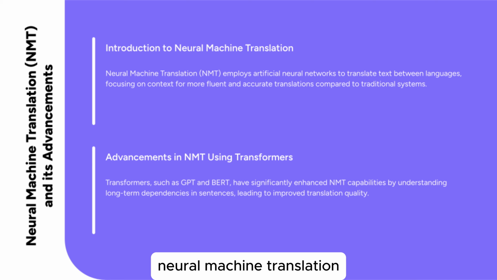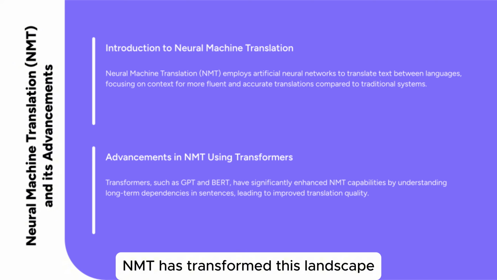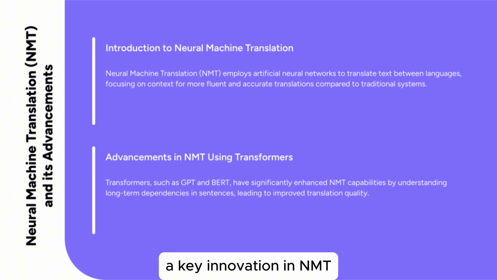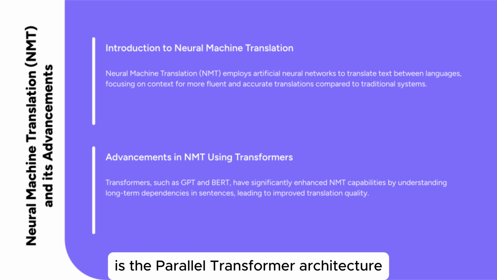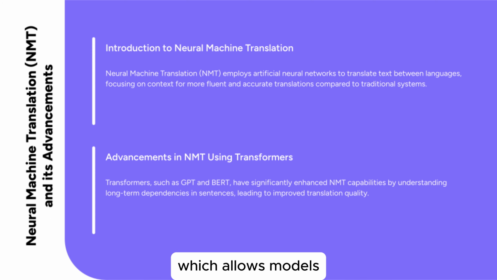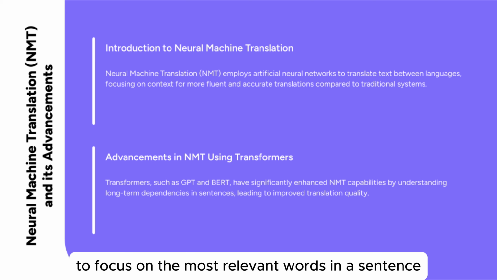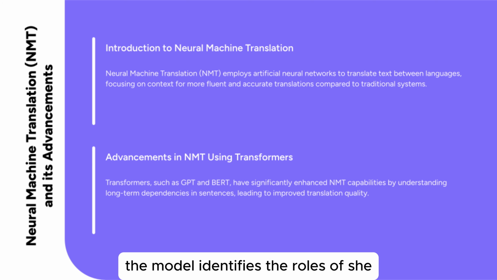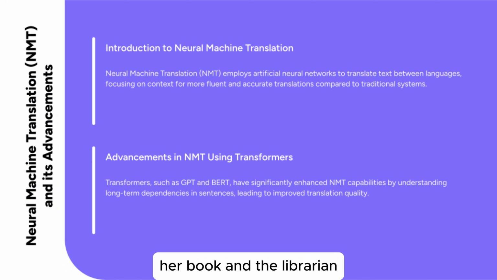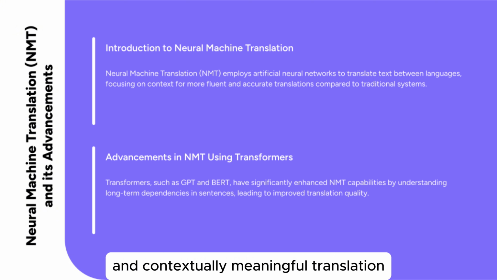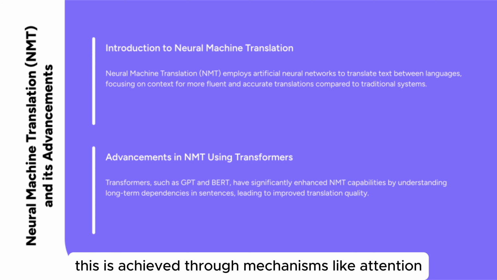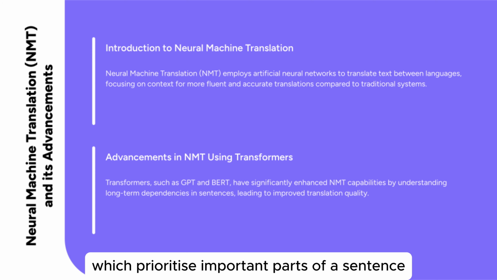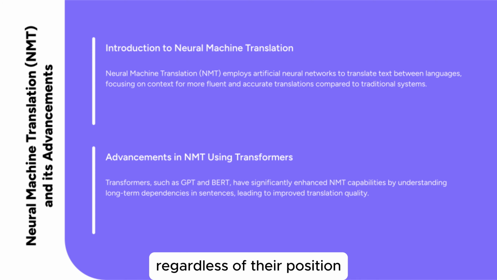Neural machine translation (NMT) has transformed this landscape by using deep learning techniques. A key innovation in NMT is the transformer architecture, which allows models to focus on the most relevant words in a sentence during translation. For instance, in translating the sentence, "She gave her book to the librarian," the model identifies the roles of she, her book, and the librarian, ensuring an accurate and contextually meaningful translation. This is achieved through mechanisms like attention, which prioritize important parts of a sentence, regardless of their position.